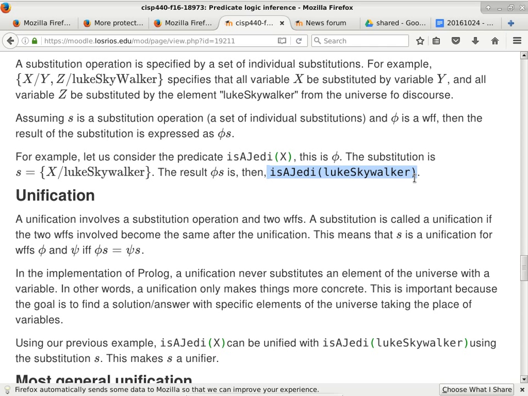What is a substitution? What is a well-formed formula? And the result of a substitution?